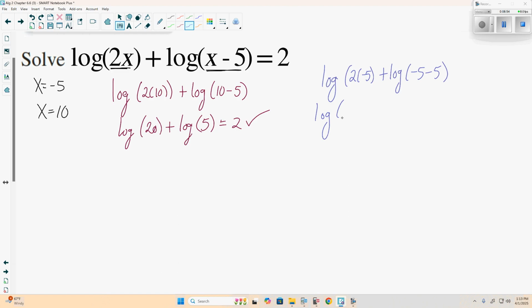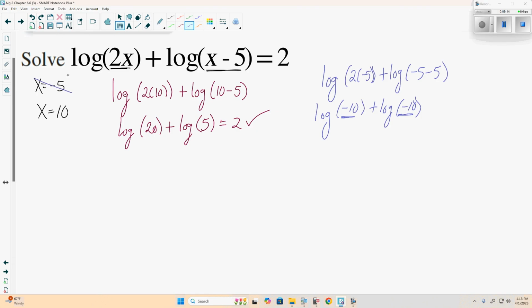Well, log of 2 times negative 5 is negative 10. Negative 5 minus 5 is negative 10. I cannot have 0 or negative inside the log. Here I have 2 different spots where I have a negative number inside the log. Log of negative 10 we cannot take.